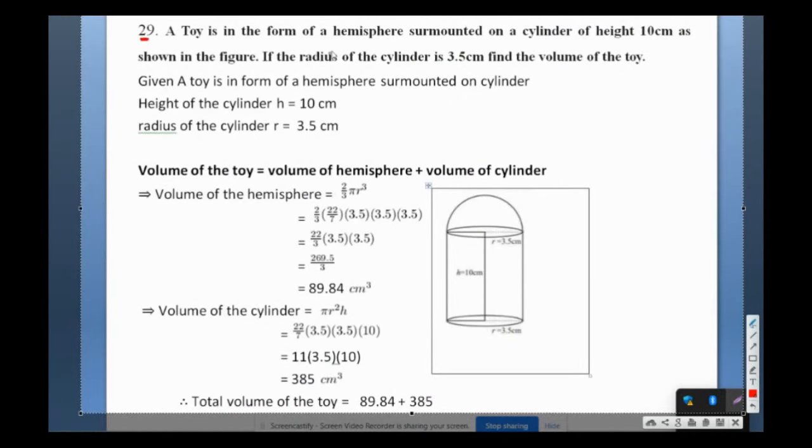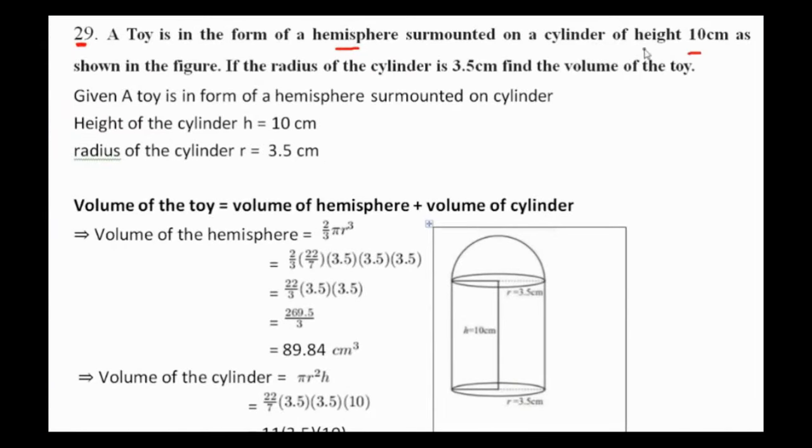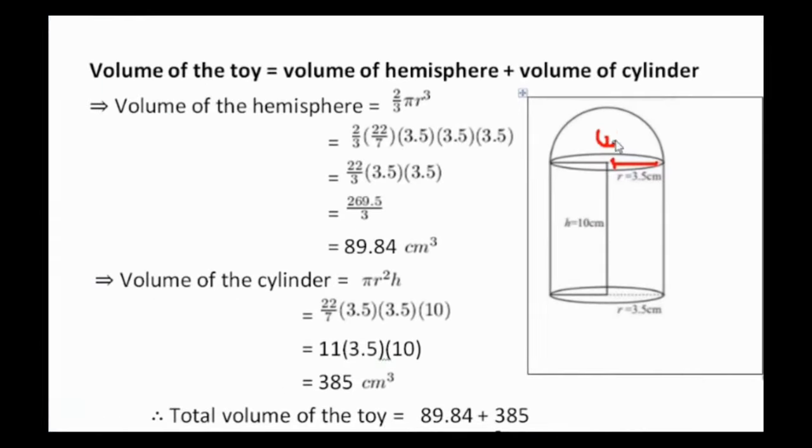29th question. A toy is in the form of a hemisphere surmounted on a cylinder of height 10 centimeters. The hemisphere is placed on the cylinder, and 3.5 centimeters is the radius for both the hemisphere and the cylinder. Find the volume of the toy. We know the volume of the toy is nothing but the volume of the hemisphere plus the volume of the cylinder. The volume of the hemisphere is 2 by 3 pi r cube. Pi is 22 by 7, radius is 3.5, multiplied 3 times because the formula has r cube. After a simple calculation, we get the volume of the hemisphere as 89.84 centimeter cube.